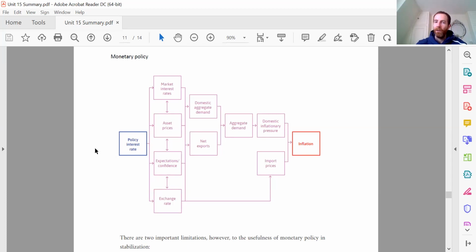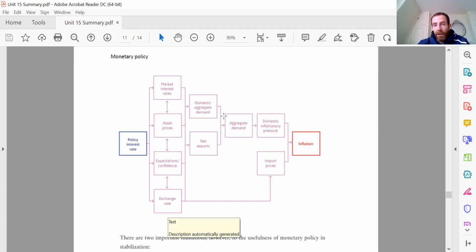And typically that will also be the rate that commercial banks borrow from each other at. And so the setting of that policy interest rate, you can see what this diagram is showing us, will have an impact on market interest rates. It will also have an impact on asset prices, and then just people's and firms' general levels of expectations and confidence about the economy. And later on, we'll see how it can have an impact on the exchange rate.